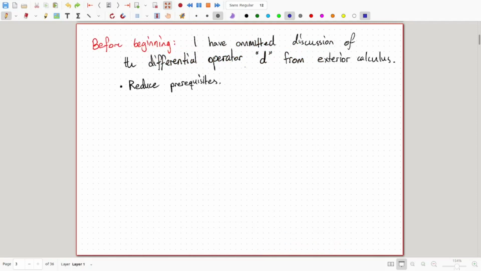Before we begin, I'd just like to discuss something that I've chosen to omit from the presentation, and that is a discussion of exterior calculus. In particular, the differential operator D comes up in a lot of the literature, but I've chosen to omit that so it will reduce the prerequisites of the presentation and will flow more naturally from content you're more familiar with.